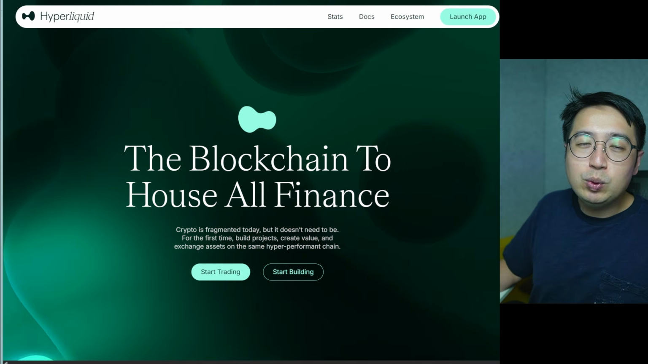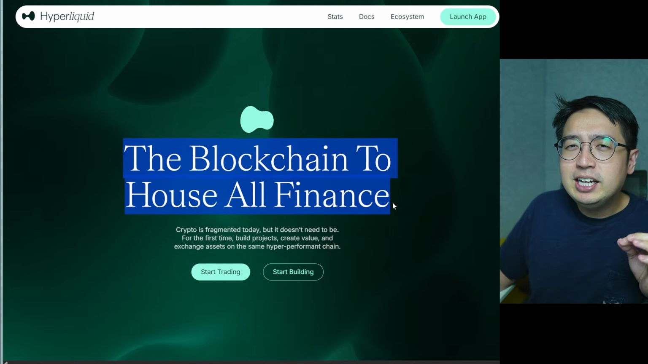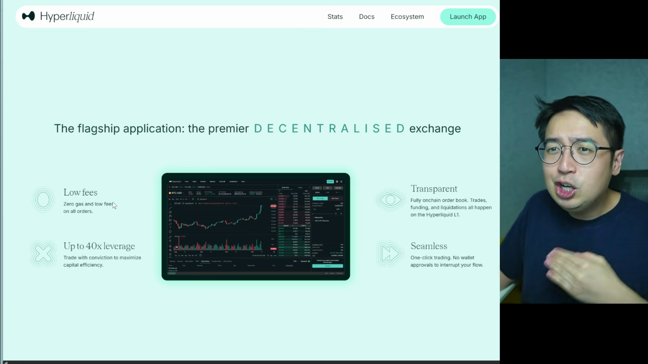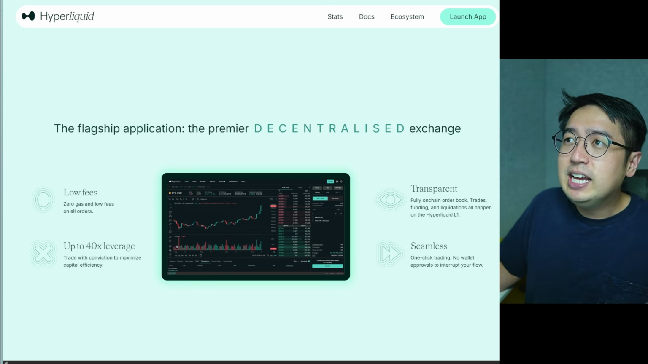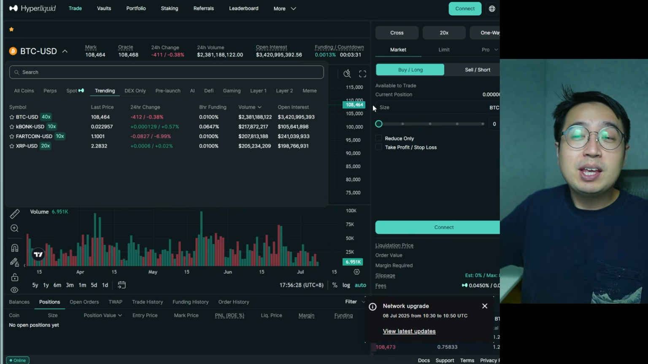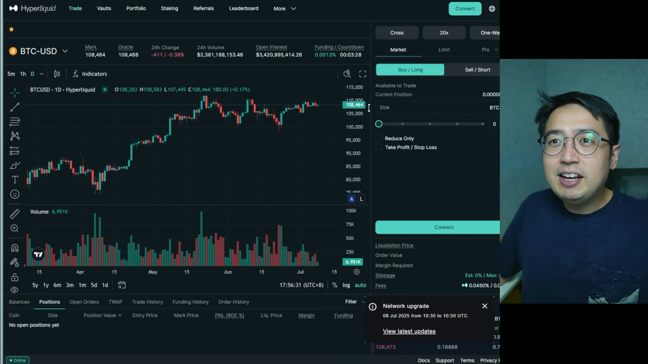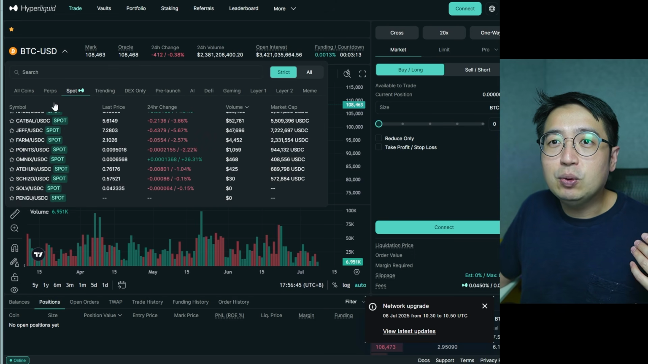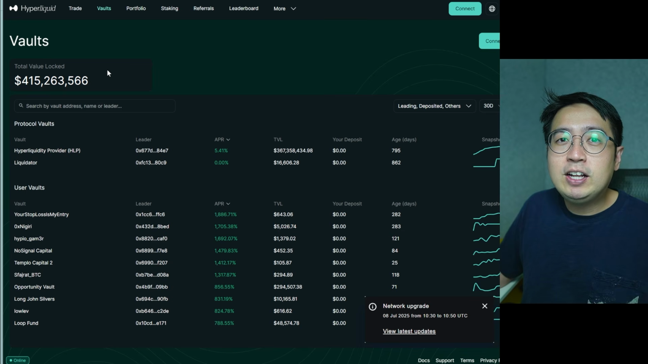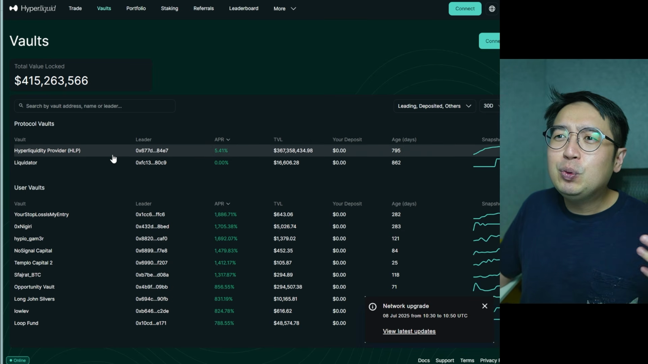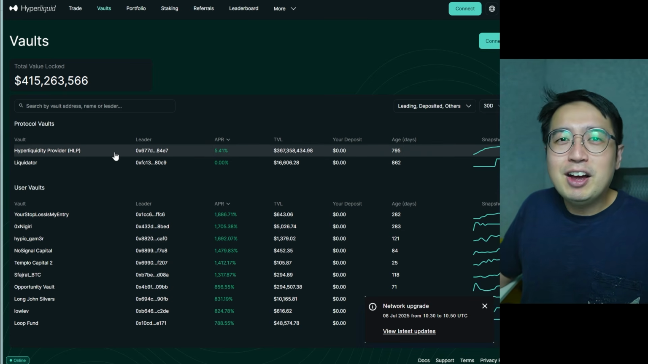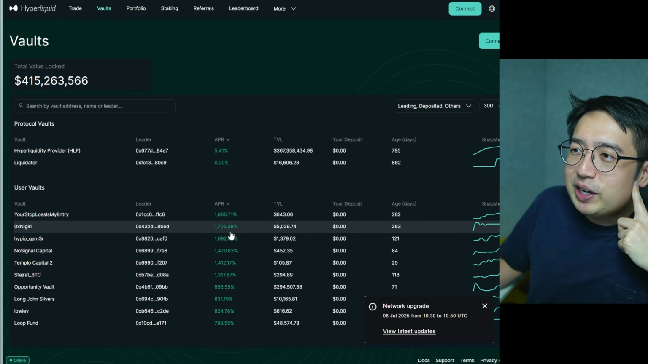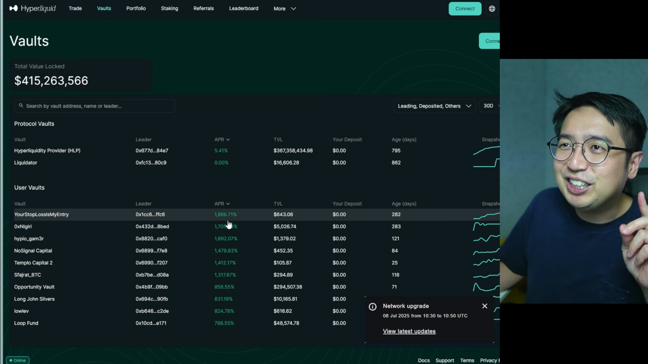What is Hyperliquid? The blockchain to house all finance. Now, it is a blockchain that focuses on their core product, a decentralized exchange with low fees and leverage. When you jump into Hyperliquid, this is what it looks like. This is very similar to a centralized exchange where you can trade different assets, where you can go long or short on different perps, while also providing different products like vaults, where you can potentially make money on other people's investments. So you could follow people much easier, but there's no guarantee you'll make money, and we'll get into that a little later in this video.